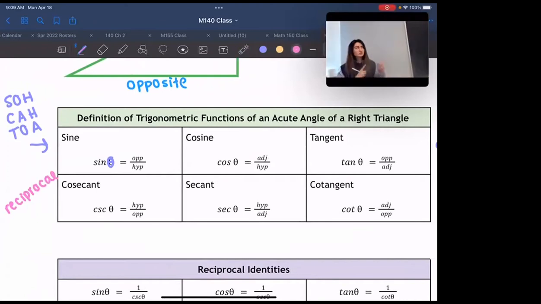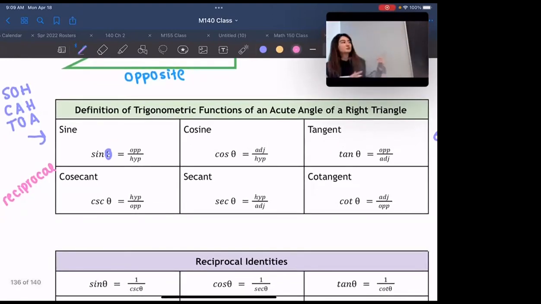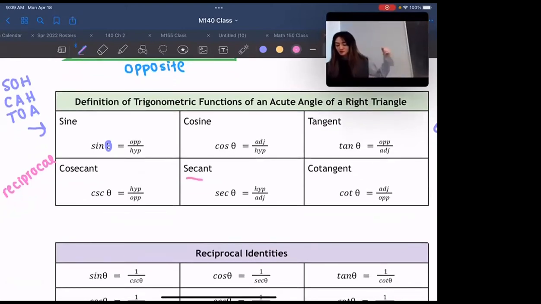We use this term maybe in the very beginning of this class, but they're reciprocals of each other, which means they're flipped upside down or they're one over the other, okay? So a good way to memorize cosecant is to just remember it's the reciprocal of sine. The secant is the reciprocal of cosine, and the cotangent is the reciprocal of tangent. Okay. Any questions? Okay. You will have to memorize these, but I think if you remember SOHCAHTOA and reciprocals, you should be pretty good.